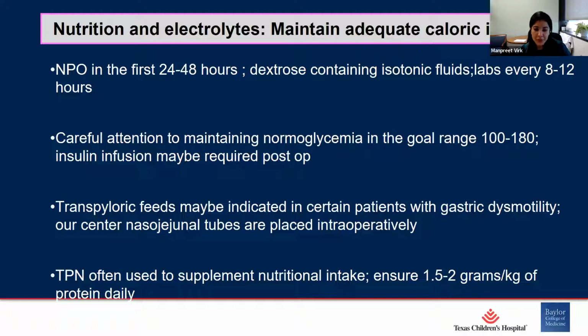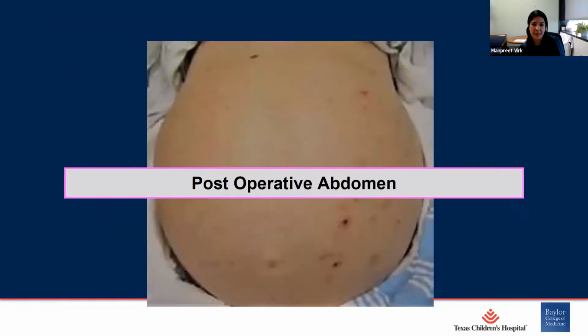In our center, it is routine that our patients come back from the OR with nasojejunal tubes in order to facilitate transpyloric feeds in case they're unable to tolerate POs. We often use total parenteral nutrition to supplement nutritional intake in order to ensure about 2 grams per kilo per day of daily protein intake.